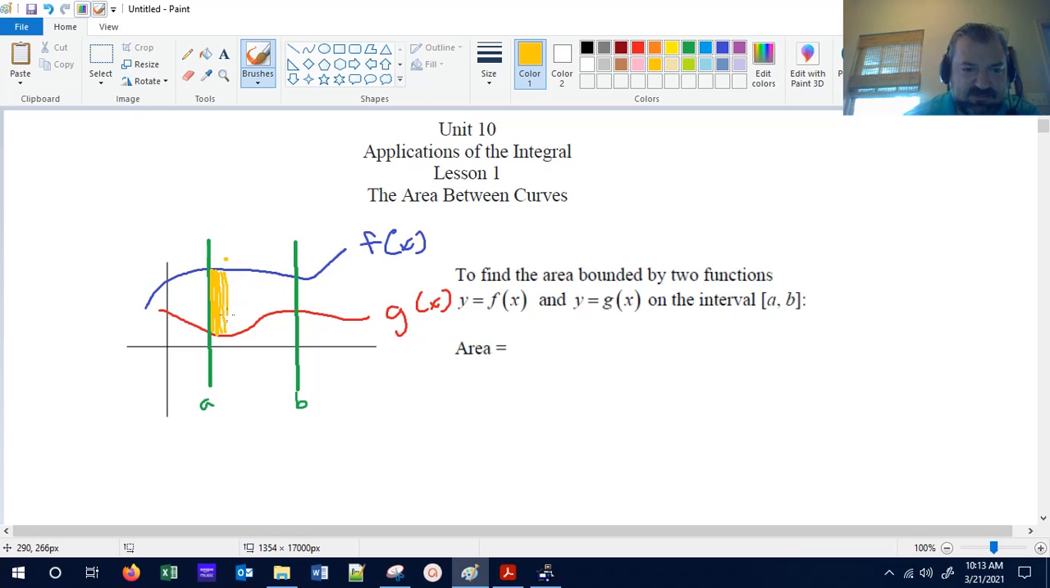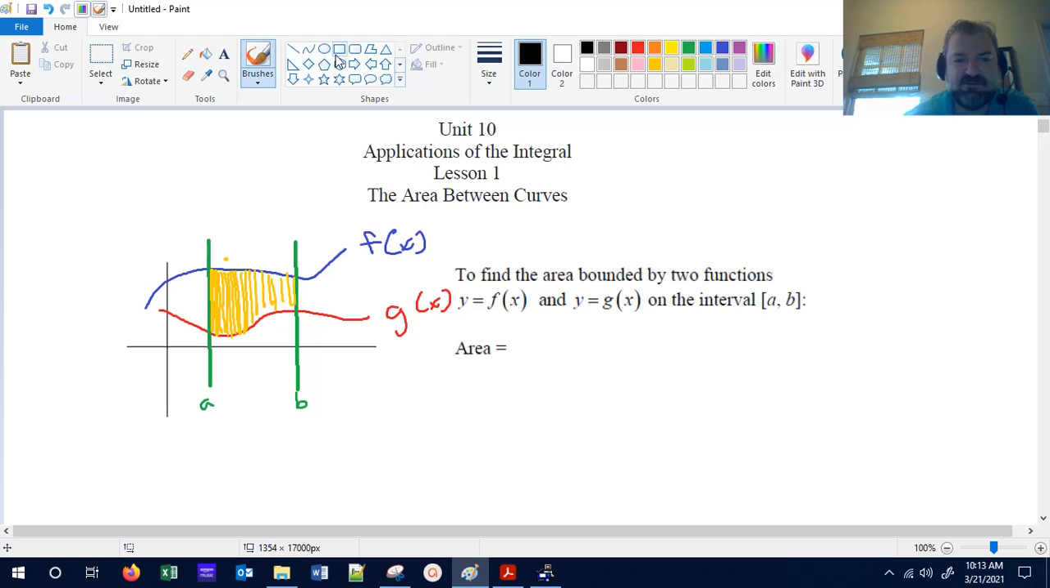And so when I subtract f minus g, I'm simply getting a height for a rectangle and multiplying it by dx, which is the width of the rectangle, which will give me this full thing. So you can either think of taking the definite integral of blue minus the definite integral of red, or you can think of it as subtracting the y's of f minus the y's of g to get your height.